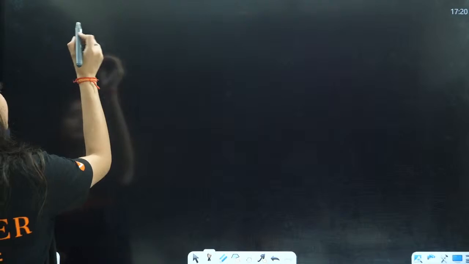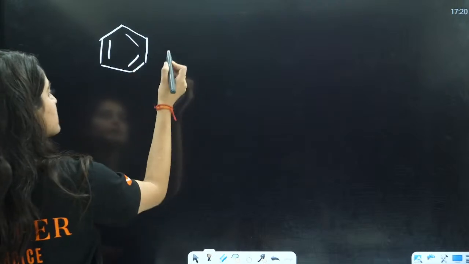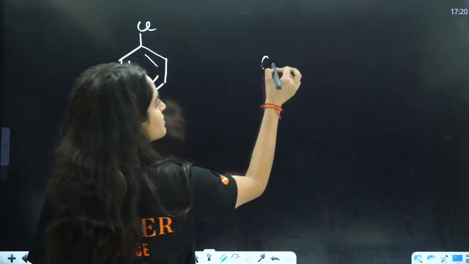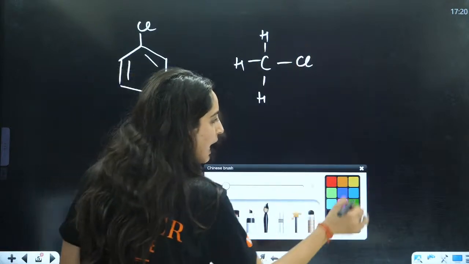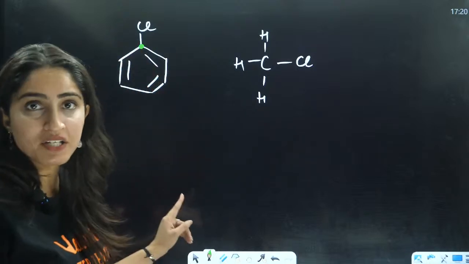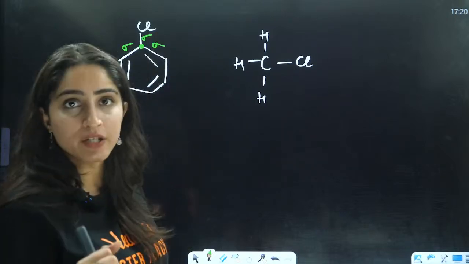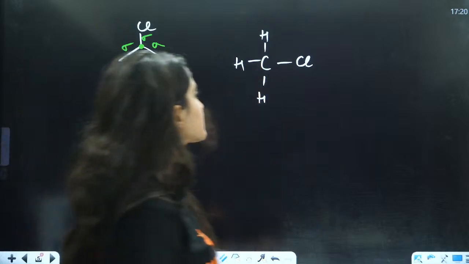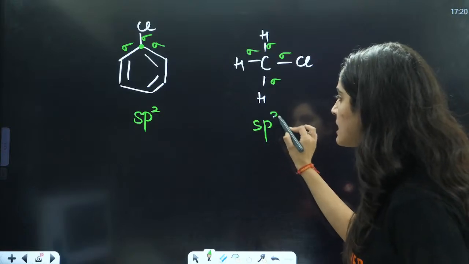The next thing is, if I want to talk about it in terms of sp3 and sp2 hybridization, as you can see, here it is Cl and here it is CH3 and this is Cl, right? As you can see here, in this carbon, how many sigma bonds does it have? It has 3 sigma bonds. 1, 2, 3. That is why here it is sp2 hybridized. But this carbon atom, how many sigma bonds does it have? 1, 2, 3, 4. That is why it is sp3 hybridized.